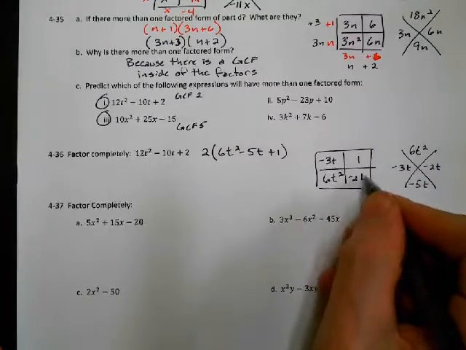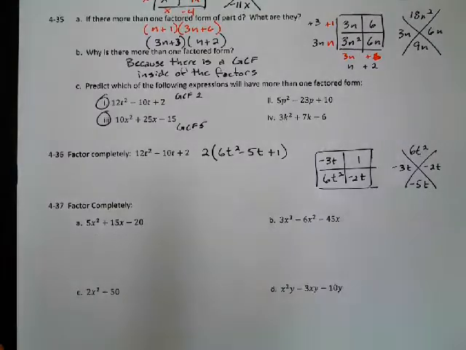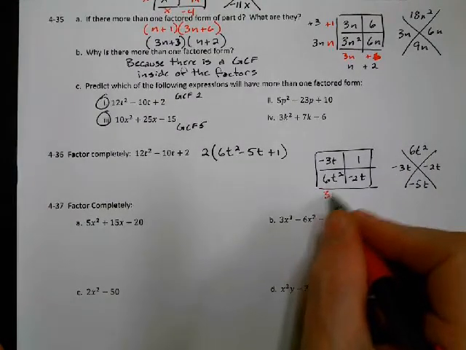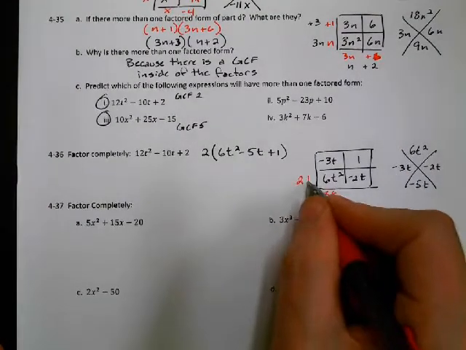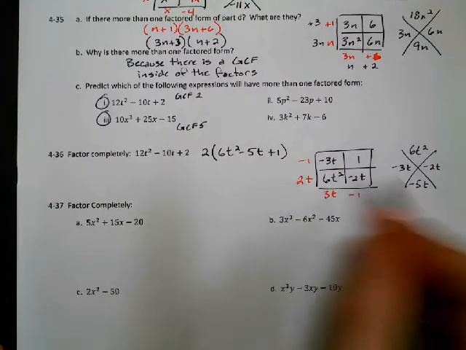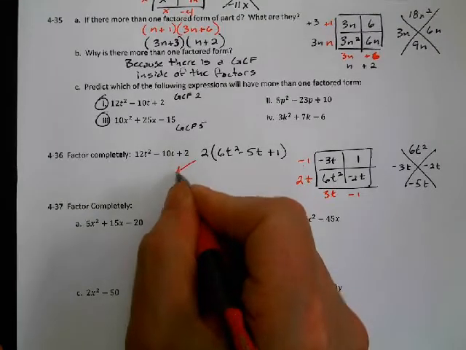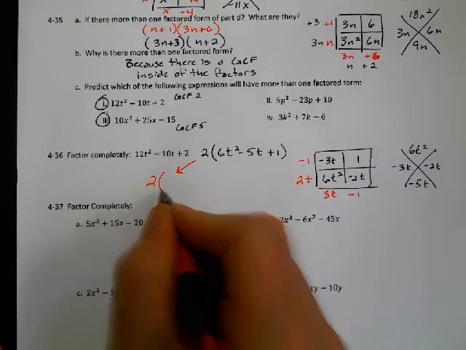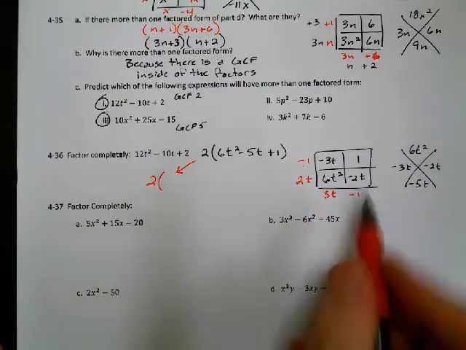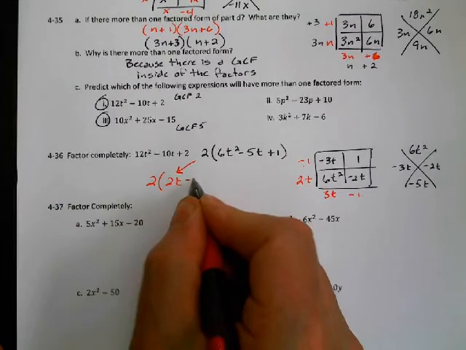Okay, so I'm going to say that this one right here has to be 3t, and this has to be 2t. And then this would be negative 1 here, negative 1 here. Multiply these, you get positive 1 right there. So my final answer, this 2 is still part of my answer. This part I have now factored into 2t minus 1 and 3t minus 1.